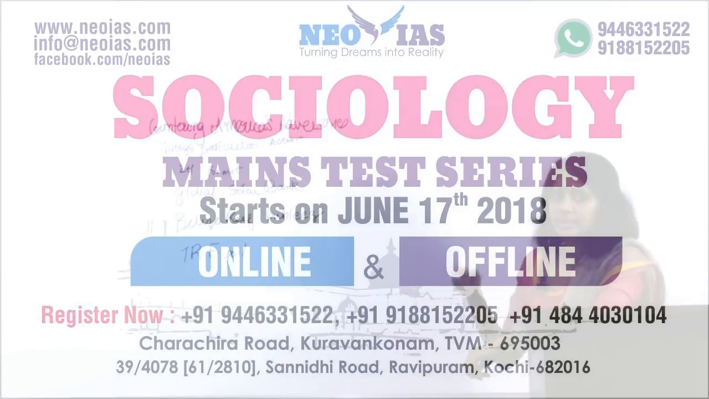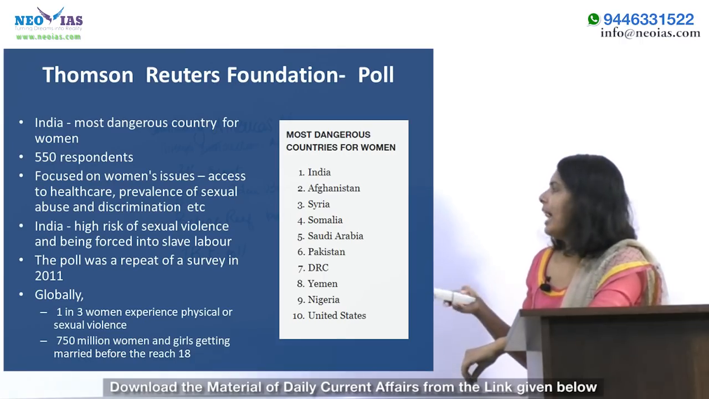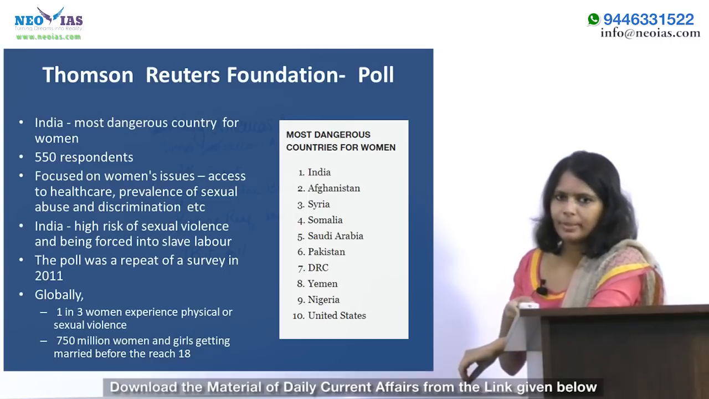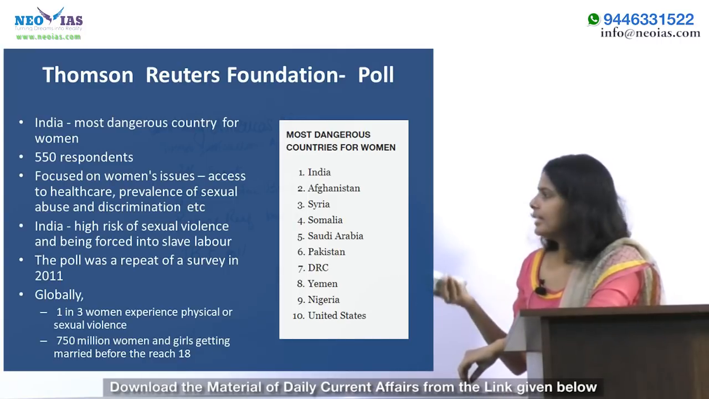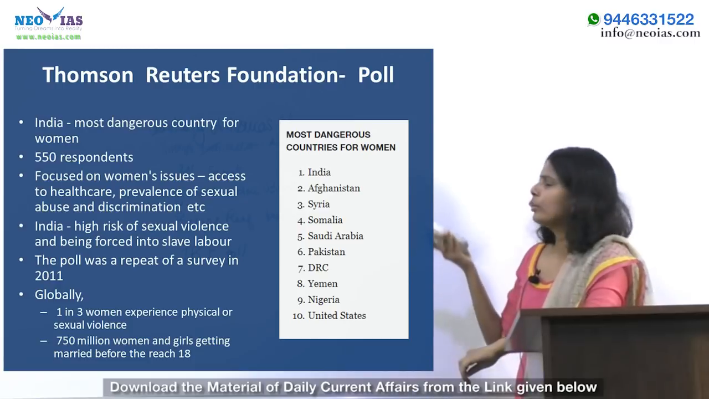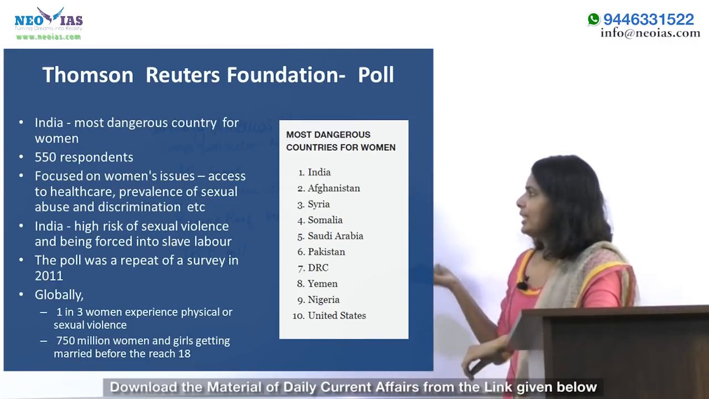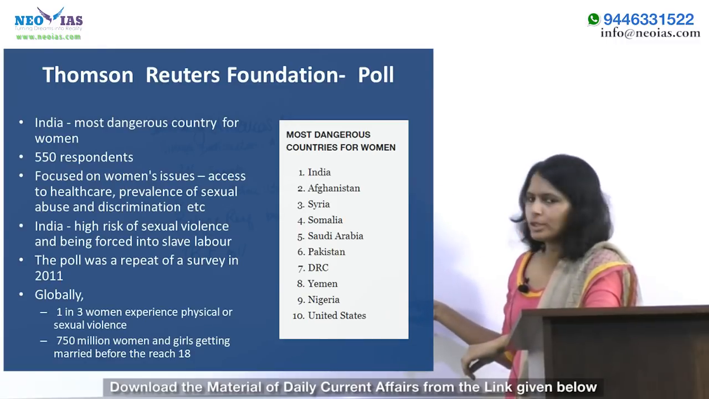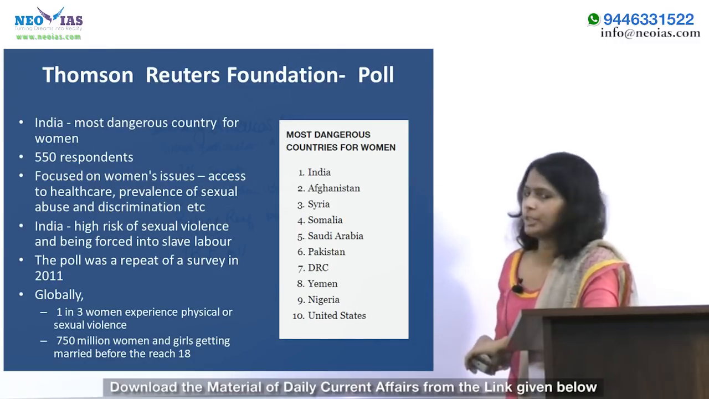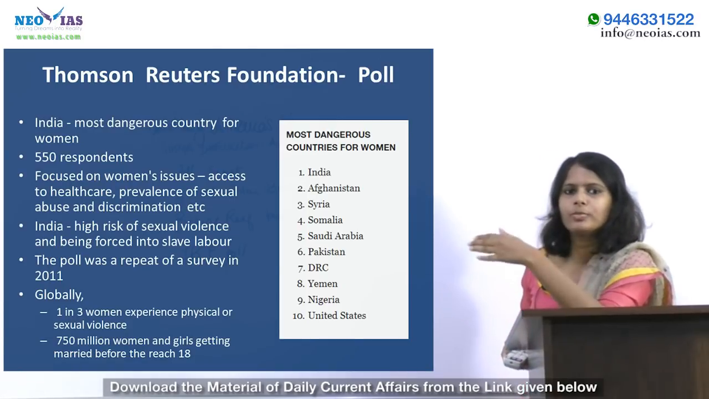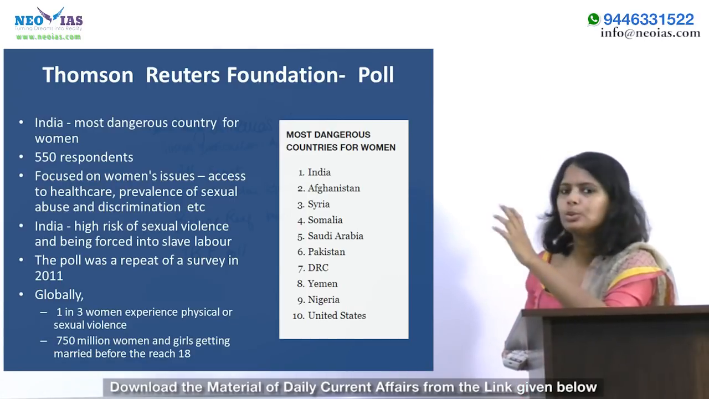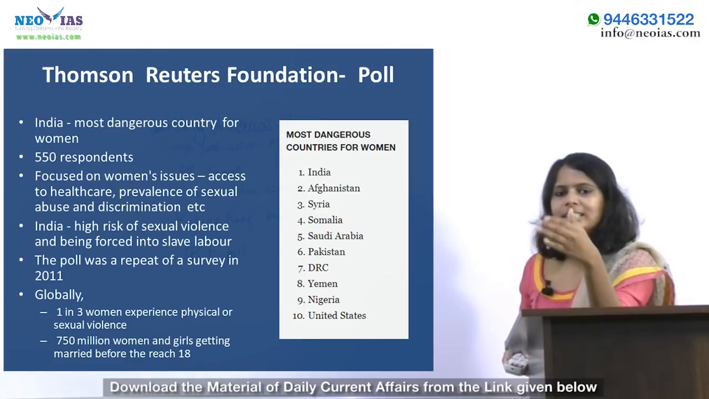And so as per this survey, India is the worst, most dangerous country for women due to the high risk of sexual violence and forced slave labor. Afghanistan and Syria ranked second and third, followed by Somalia and Saudi Arabia. The only Western nation in the top 10 list is the US. It's placed in the 10th position. So the poll was a repeat of a survey in 2011. In 2011, India was placed fourth among the most dangerous countries for women.